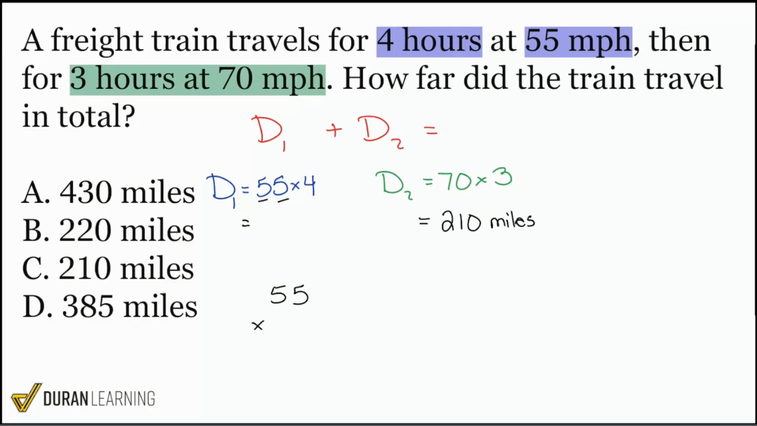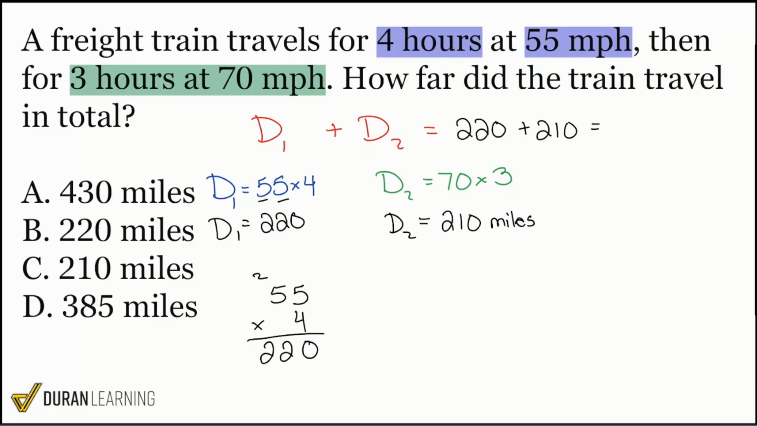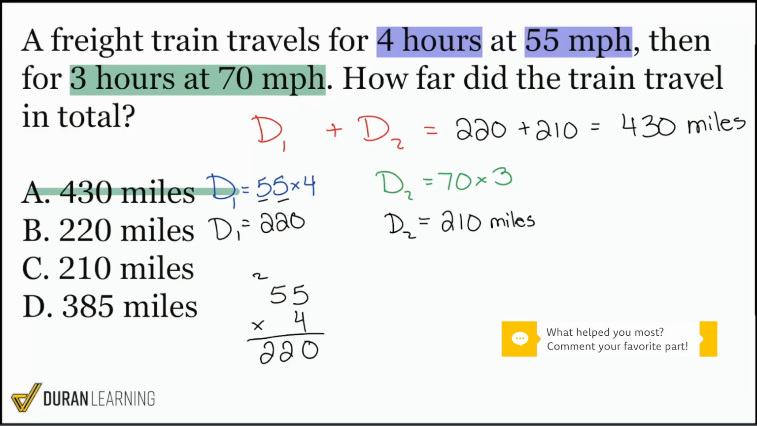No problem at all. 55 times 4, 5 times 4 is 20. 5 times 4 is 20 again. Bring the 2 back to get 22. So there we go. We have our first distance and our second distance. Now we'll add those together, 220 plus 210, and we're good. Correct answer here is 430 miles, and we have that total distance. Nice and easy, which makes it answer choice A. And there we are.